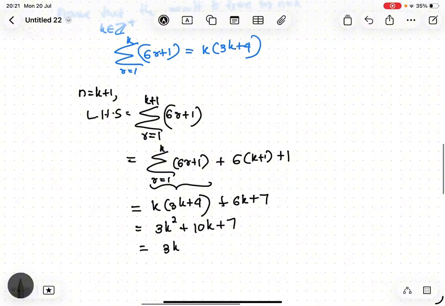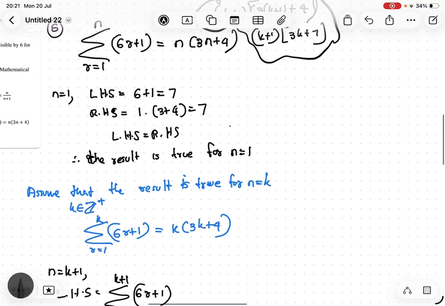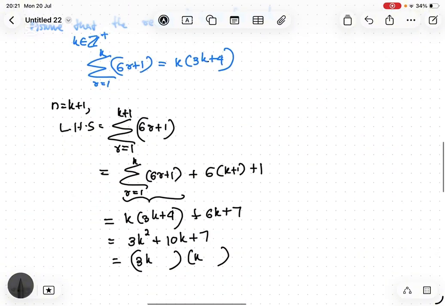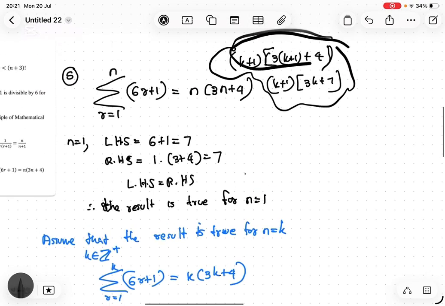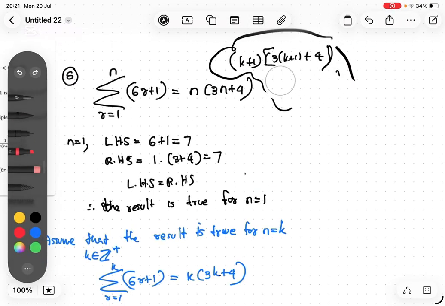We get 3k plus 7 times k plus 1, 7 times 1 giving the constant 7. So like that we can factorize it and then we can write down this format and show. Is it clear? If you target the answer, it becomes easy. Right?